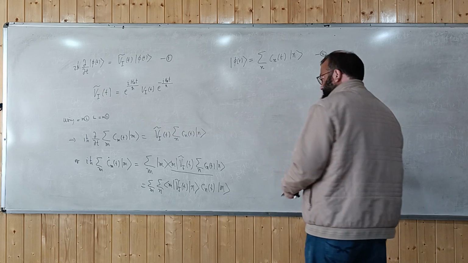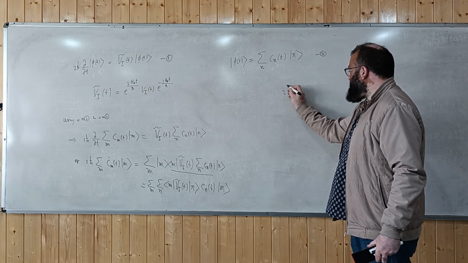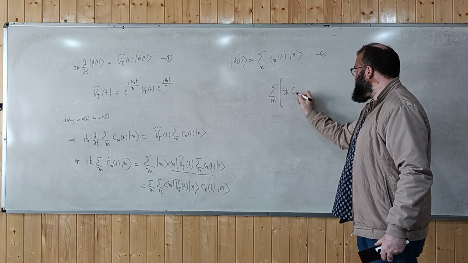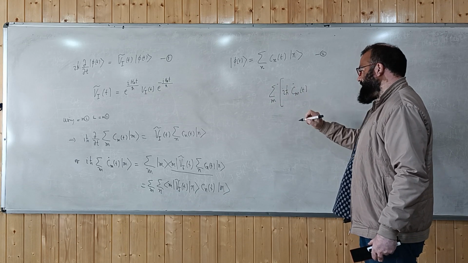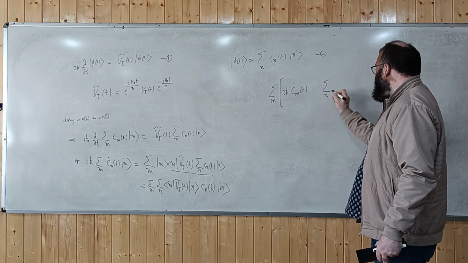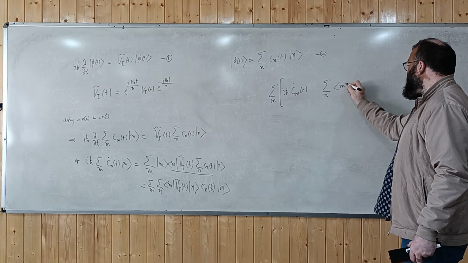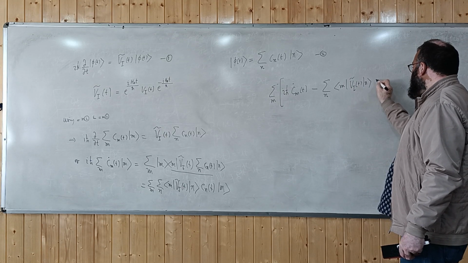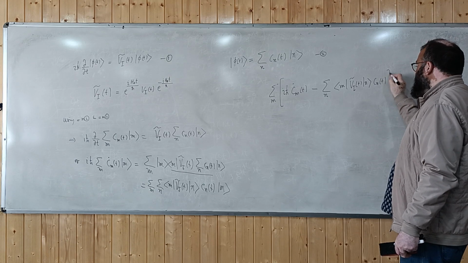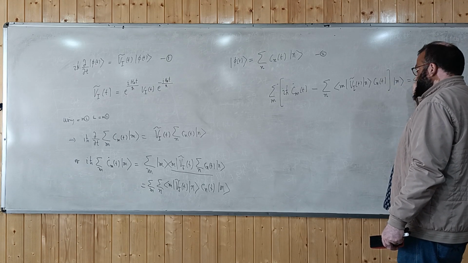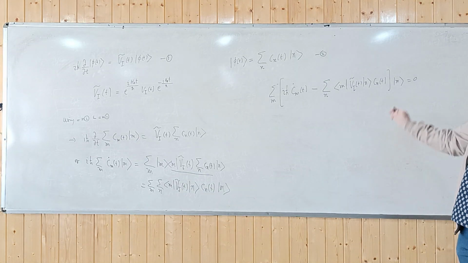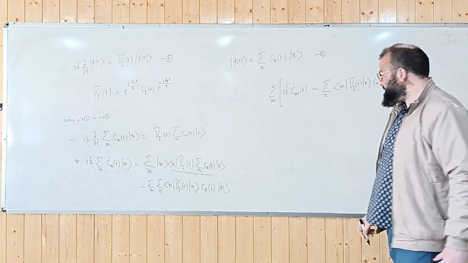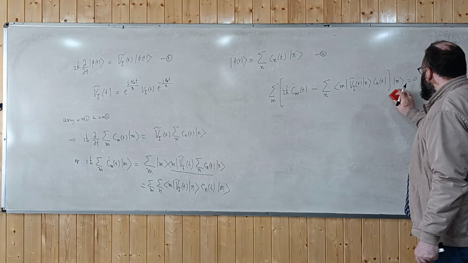So let me write carefully. You can write it as i h cross summation over m of C dot m of t, minus summation over n of m, V tilde i of t, n, times Cn of t, is equal to 0. Since all these are linearly independent, it means this coefficient must be equal to 0. So it means this thing.